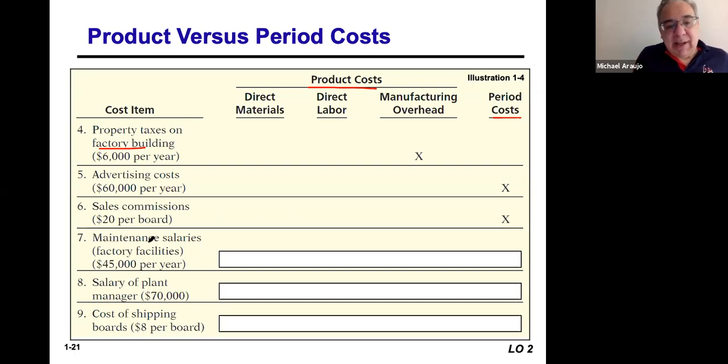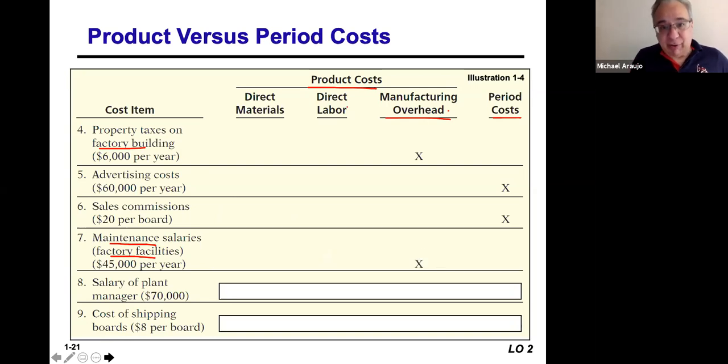Number 7 is maintenance salary. So these are factory workers, but they clean the factory. So they are not direct labor. They are indirect labor. And indirect labor is going to be part of your manufacturing overhead, because they're not directly making the product, but they're cleaning up the factory that directly makes the product. So it's a product cost, manufacturing overhead.